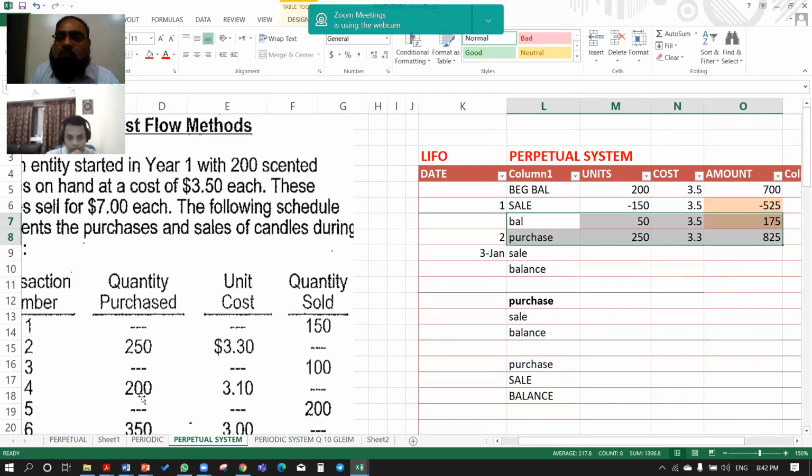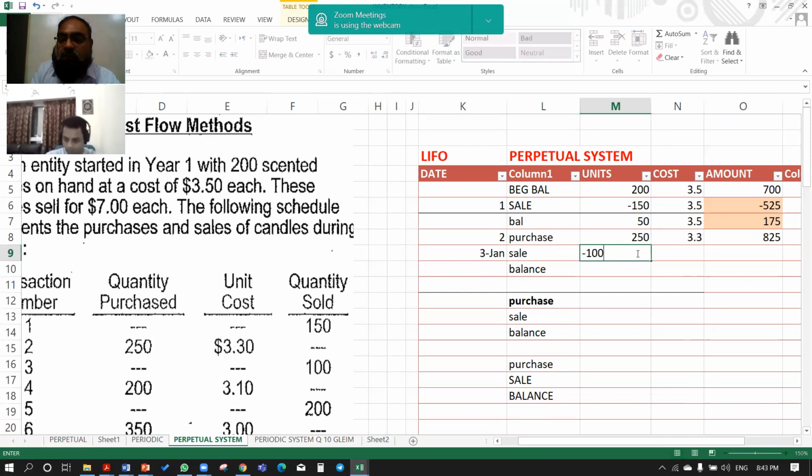How many units do we have to sell now? 100 only. 150 we sold already, now we have to sell 100. Our method is last in first out. So we have two lots. Which one is the last lot? Row number 8, that is the purchase of 250. From this I have minus 100 units, purchased at 3.3, so minus 330.